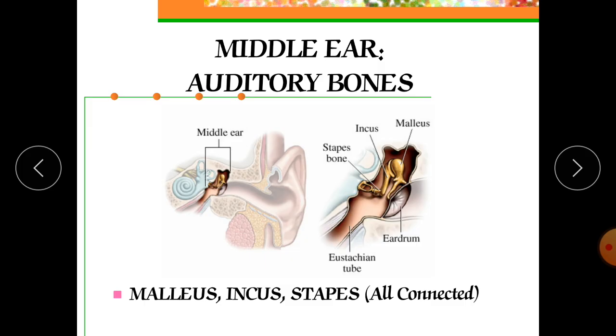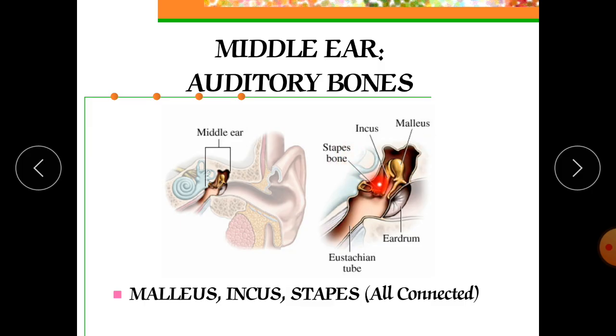Extending across the middle ear and attached to it by ligament are the three smallest bones in the body, the auditory ossicles, which are connected by synovial joints. The bones are named malleus, incus and stapes. As we all know, stapes is the smallest bone of our body. In KBC also, a question has been asked regarding this stapes bone.